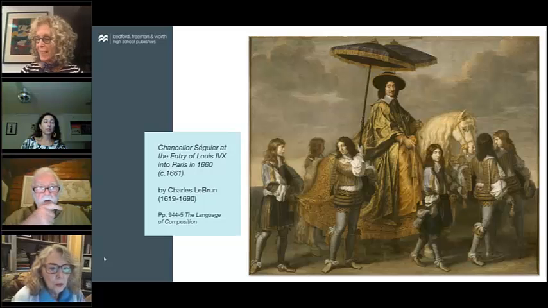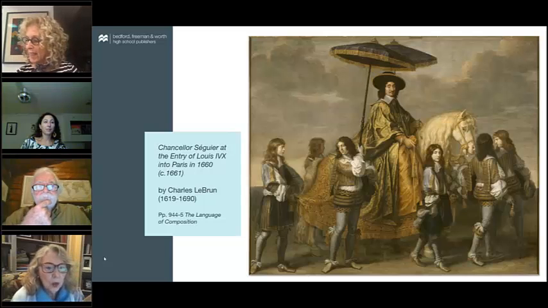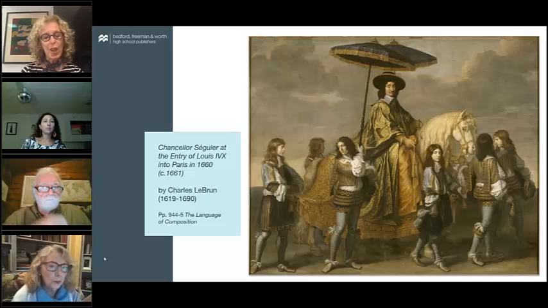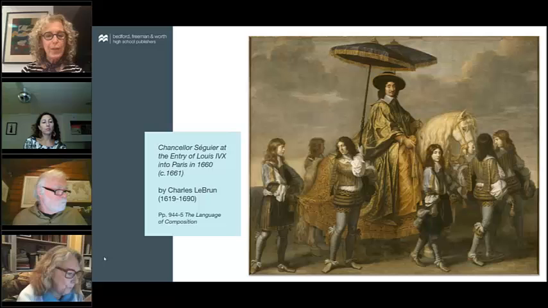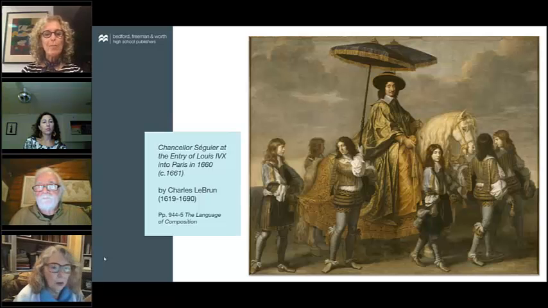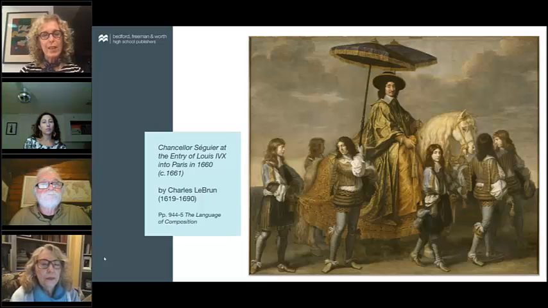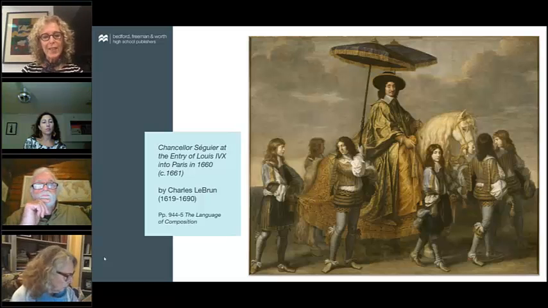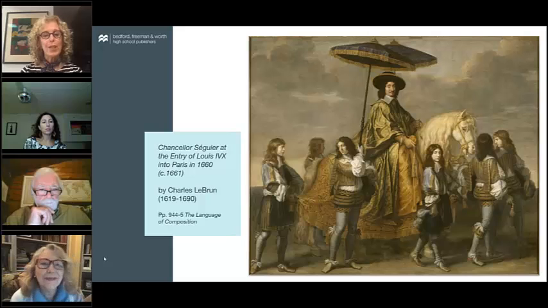And Charles Lebrun, who's the painter here, was in charge of all of the art in the court of Louis XIV. So he had a big job of representing the court, the monarchy, and even the city of Paris in particular ways. And of course, we all know that Louis XIV had extremely extravagant tastes.